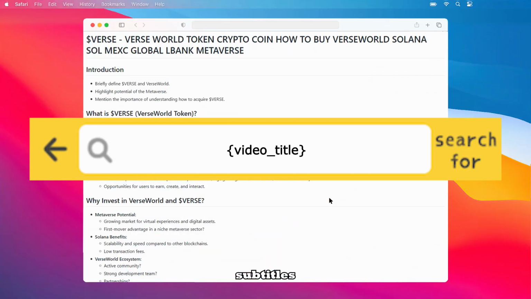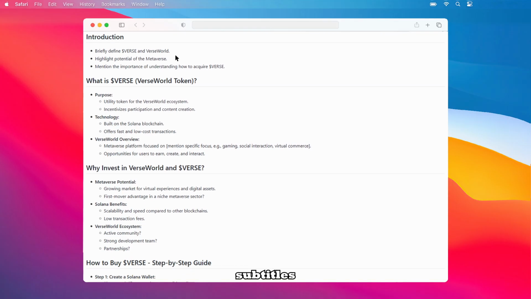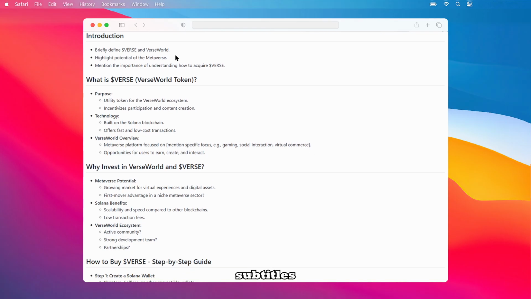Today we're diving into Dollarverse, the VerseWorld token, and exploring how to buy it, especially considering the VerseWorld Solana integration and its listing on MEXC Global and Bank. We'll discuss the VerseWorld metaverse and why understanding how to acquire Dollarverse is so important.